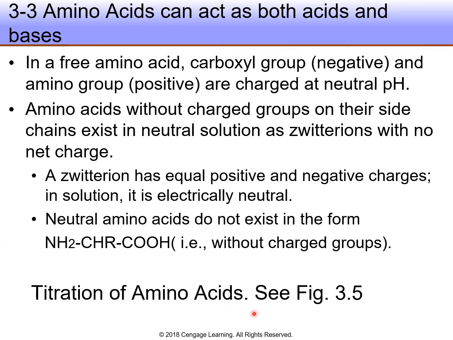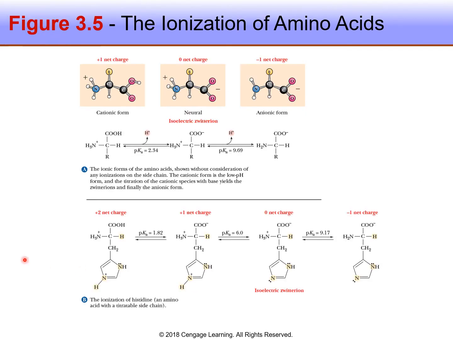Okay, titrations of amino acids. Let's look at this figure here. This figure shows us the ionization of amino acids. Now, what happens when we titrate an amino acid? When an amino acid is titrated, its titration curve indicates the reaction of each functional group with a hydrogen ion.